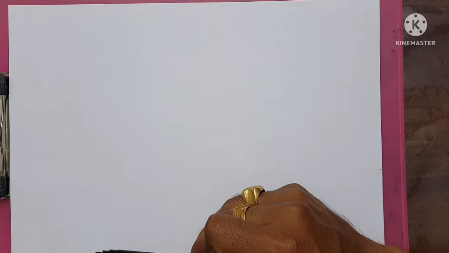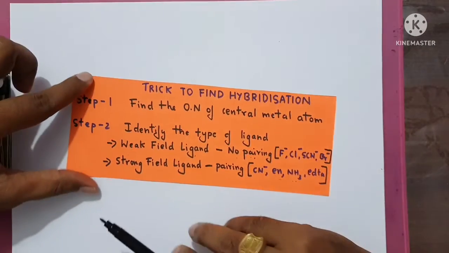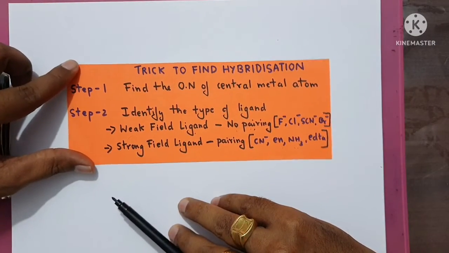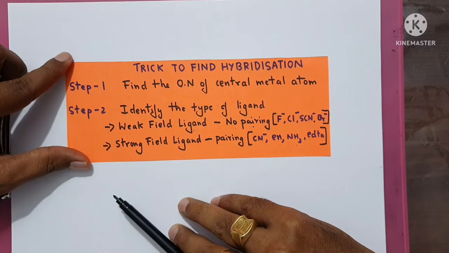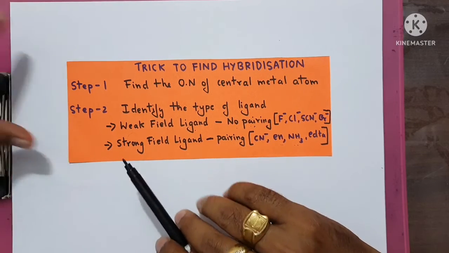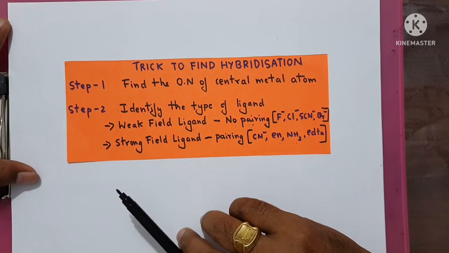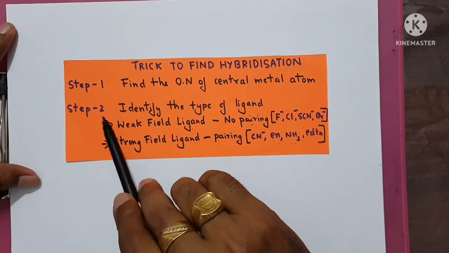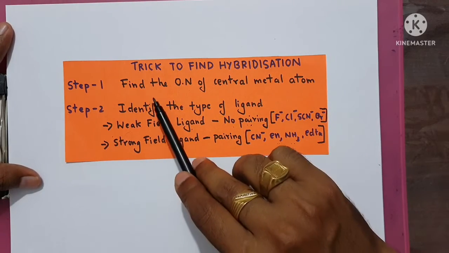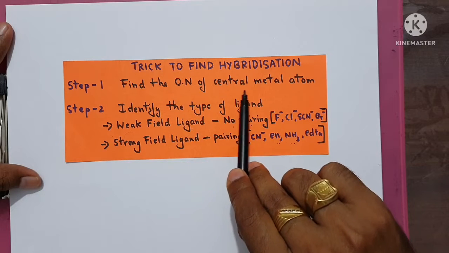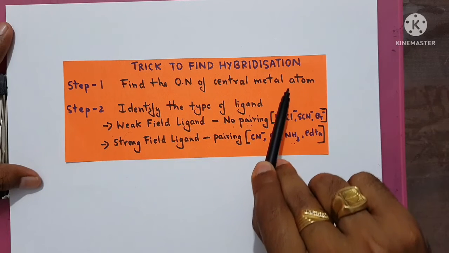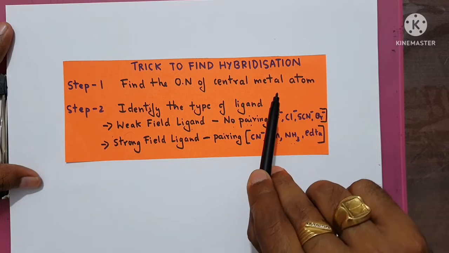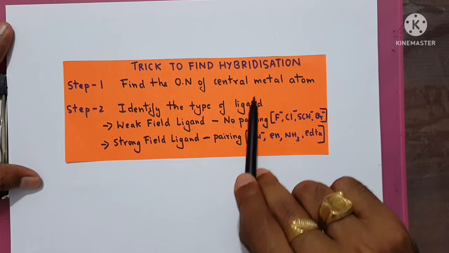Before going to the trick of finding the hybridization, you should know these two steps. This is the main important trick that you should remember, children. To find the hybridization of the coordination complexes, step number 1 is to find the oxidation number of the central metal atom. You know very well, I have taught you how to do this in the previous video.